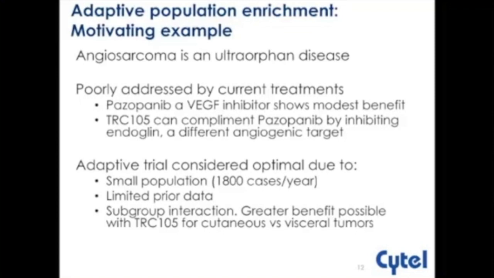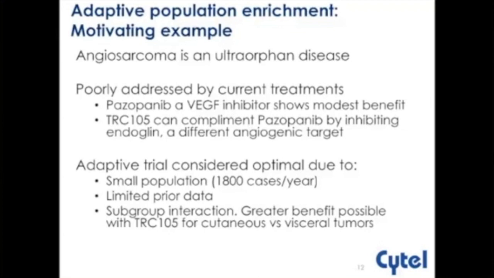It has been poorly addressed by current treatments. Pazopanib is a VEGF inhibitor that shows modest benefit, but TRC105 can actually complement pazopanib by inhibiting endoglin, which is a different antiangiogenic target. An adaptive trial is considered to be optimal for this type of case because this refers to a small population. We have about 1,800 cases a year. We have limited prior data. And for this particular case, there seems to be subgroup interaction because there appears to be a greater benefit possible for the addition of TRC105 to pazopanib for cutaneous versus visceral tumors.